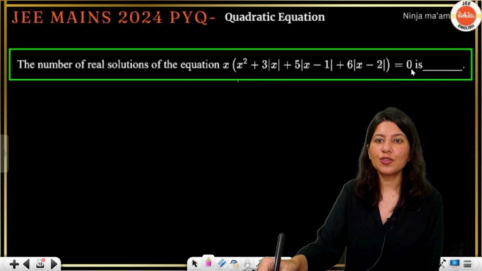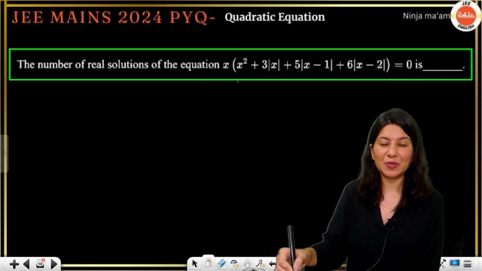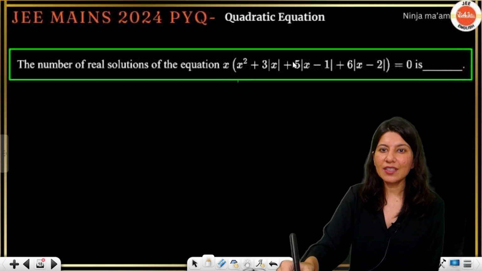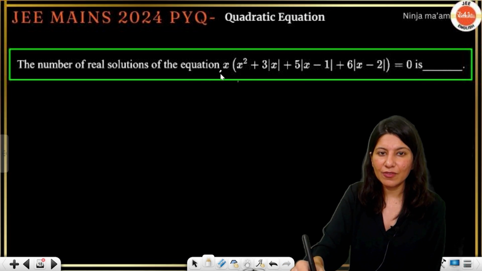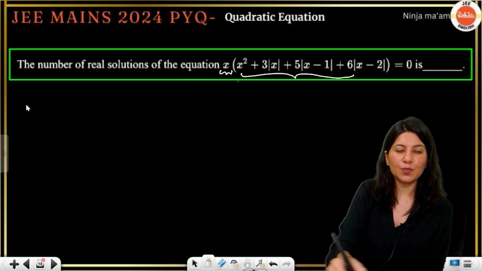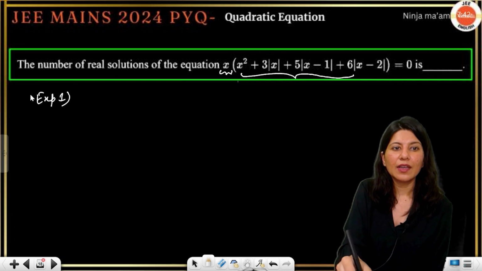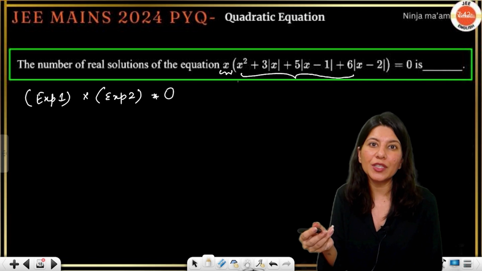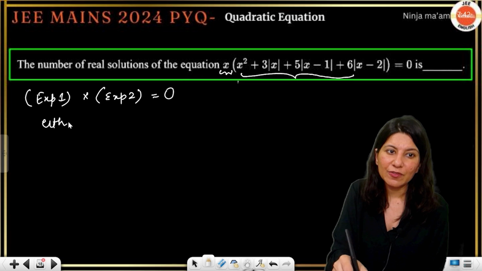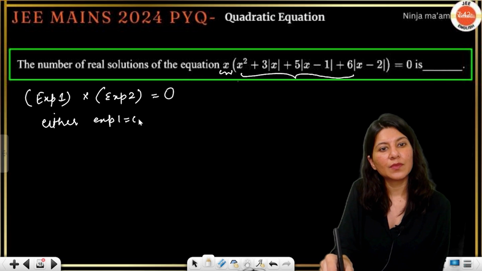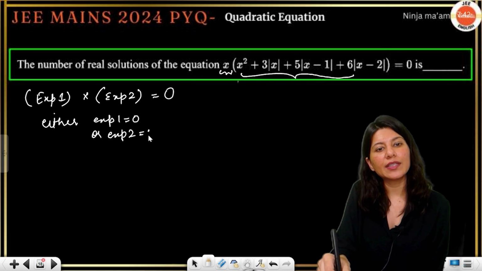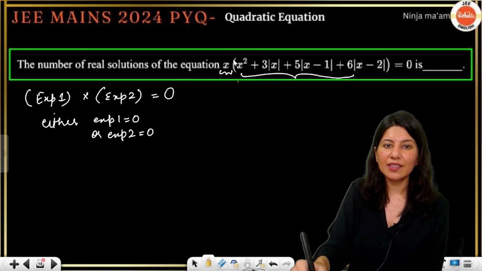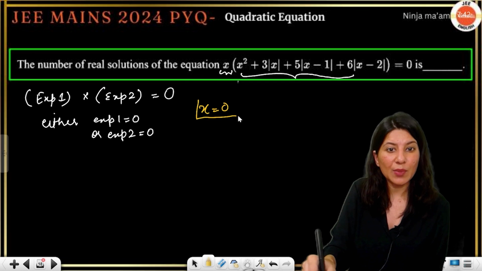The number of real solutions of this equation. Okay, this is my favorite type. Okay. So observation skills again. Can you see? Equation is having, basically this is one expression, multiplied by the second expression. Product of expression 1 and expression 2 is becoming 0. What does that mean? Product of two quantities is 0. That means either first one is 0 or second one is 0. Okay. So first one is 0. That means x equals to 0 is one possible solution.